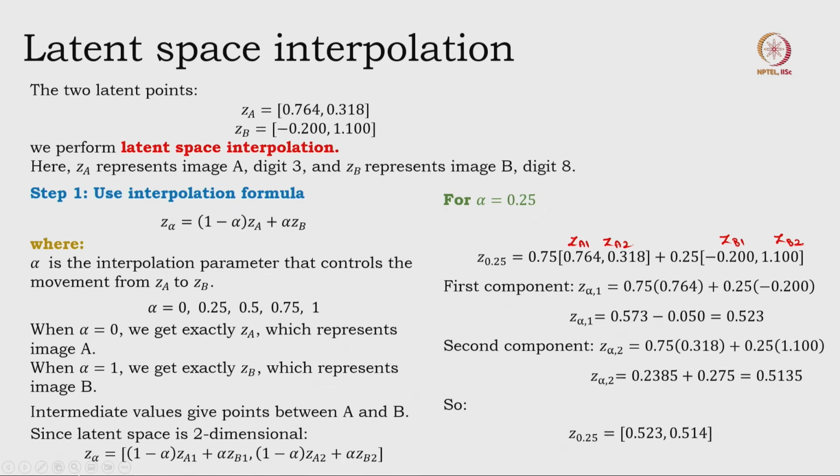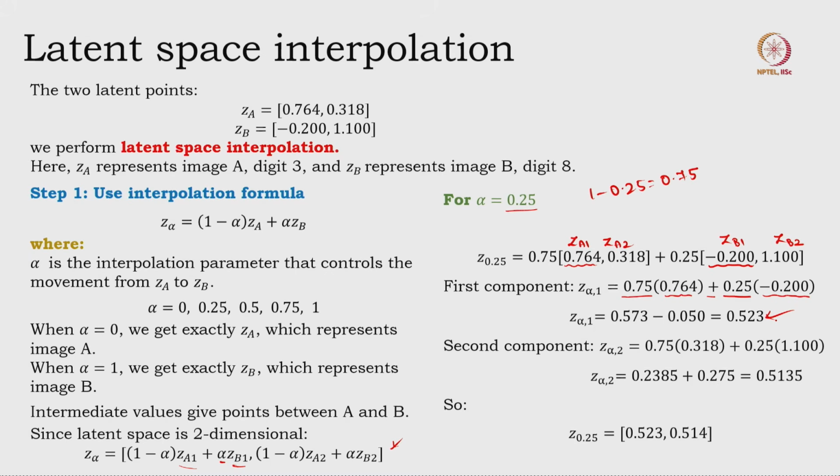Now substitute the values into this formula. What is 1 minus alpha? Alpha is 0.25, and 1 minus 0.25 is 0.75, right? So that is 0.75 into ZA1. This is ZA1 you have written, plus alpha, which is 0.25, into ZB1. This is B1. You have substituted, I hope you have understood. Perform the calculation and you get the first term.